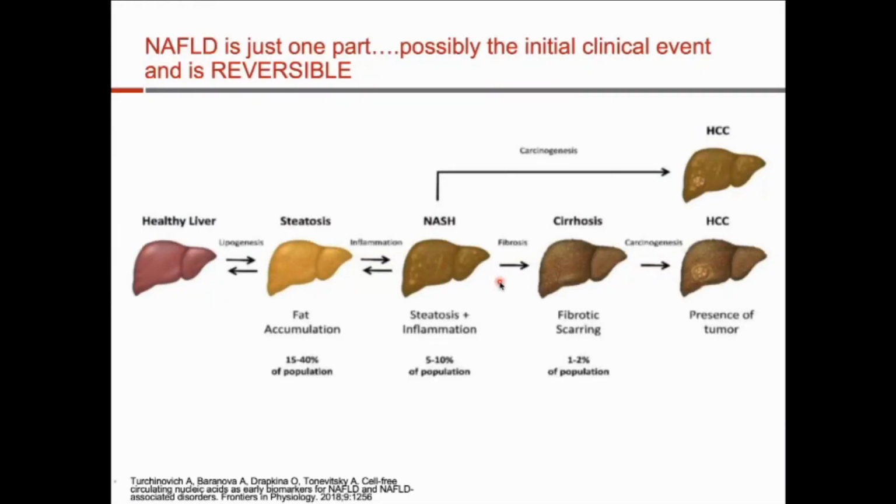So NAFLD is just one part of this whole thing, and it's probably the clinical event of all of metabolic syndrome, which we're going to come and talk to you about. But just to see on this slide, you have a healthy liver on the left. Once you get the correct exposures and you get de novo lipogenesis, you will get a glistening fat liver, and that's what fatty liver looks like, and that's present from 25% and up to 40% of some populations. There's a waxing and waning process that goes on in the liver over years with inflammation.